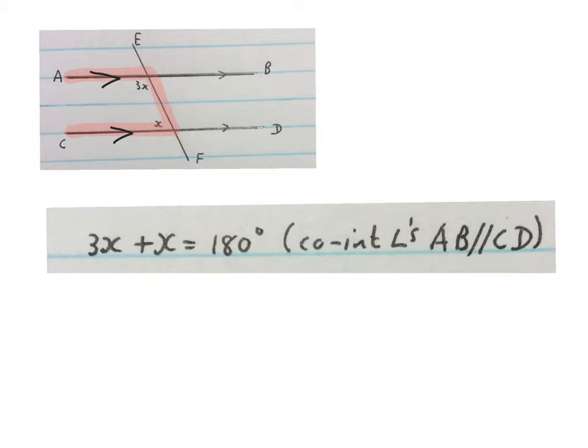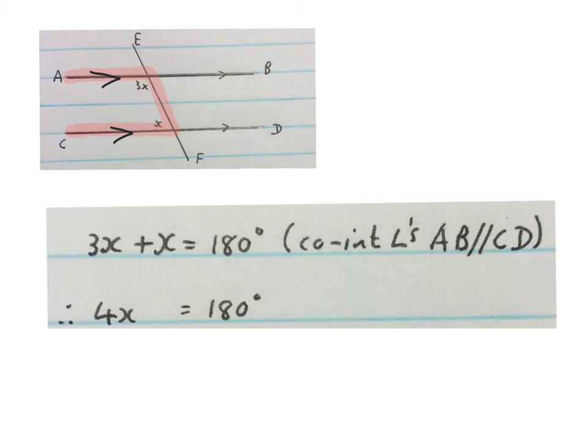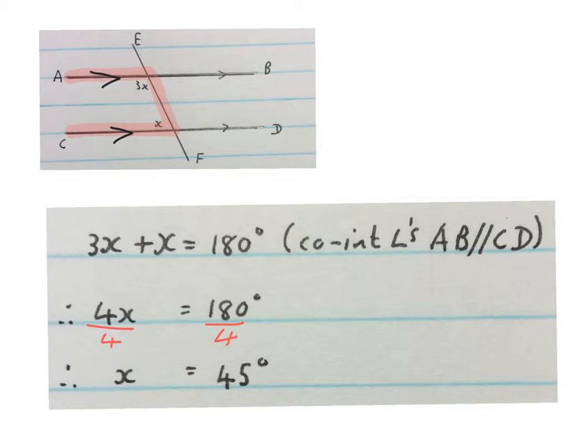Then it becomes an equation. I add the 3x and the x. So 4x equals 180. Then I divide by 4 on both sides. Then the final answer is x equals 45 degrees. I then like to write the 45 degrees over here and work out the size of that angle. Then I can see this adds up to 180 degrees.